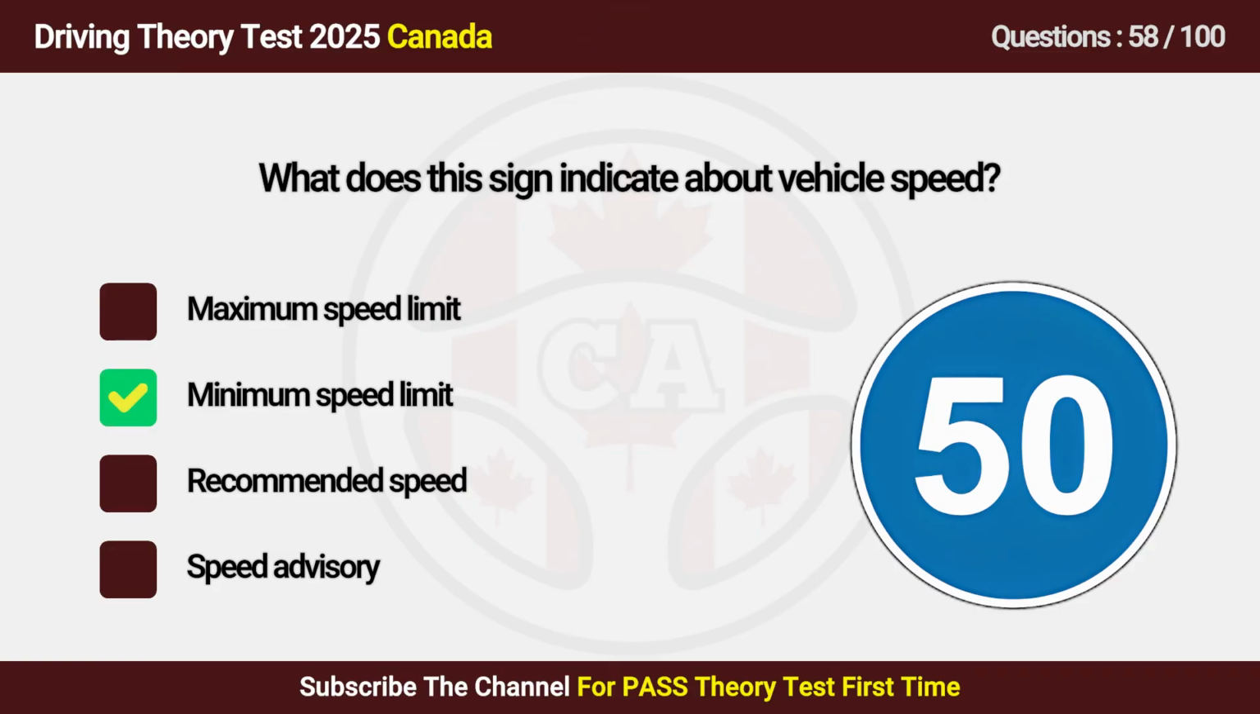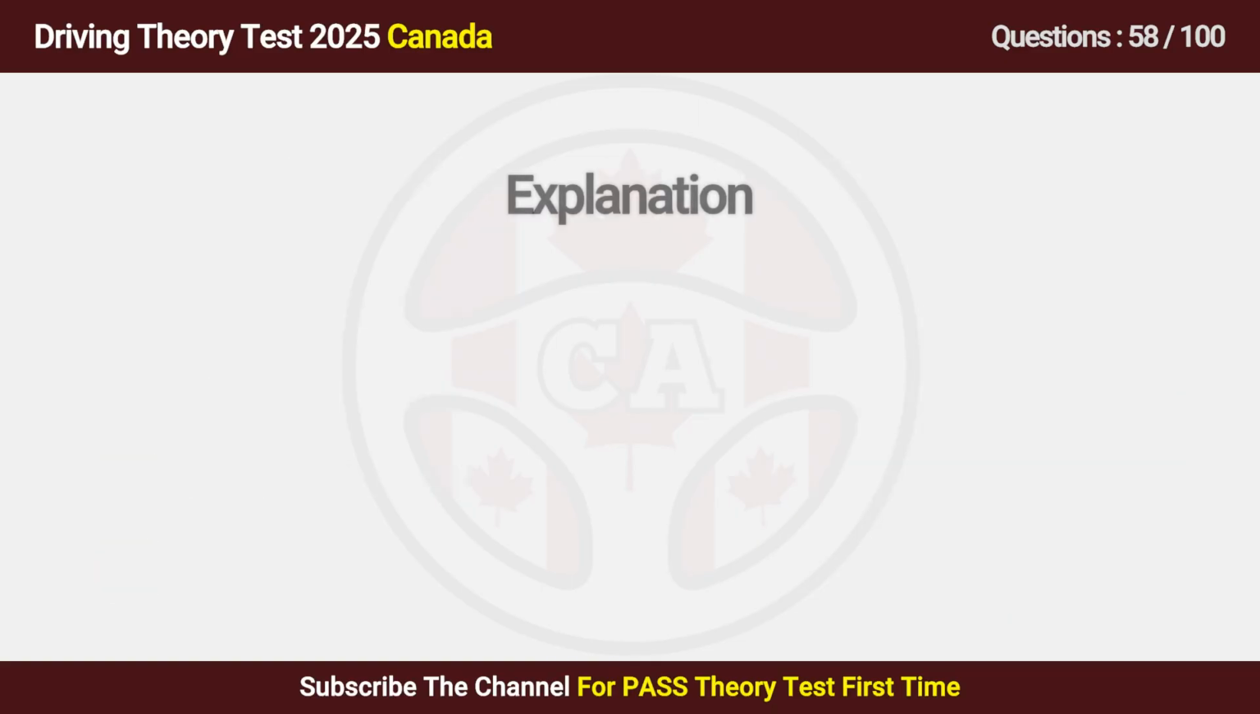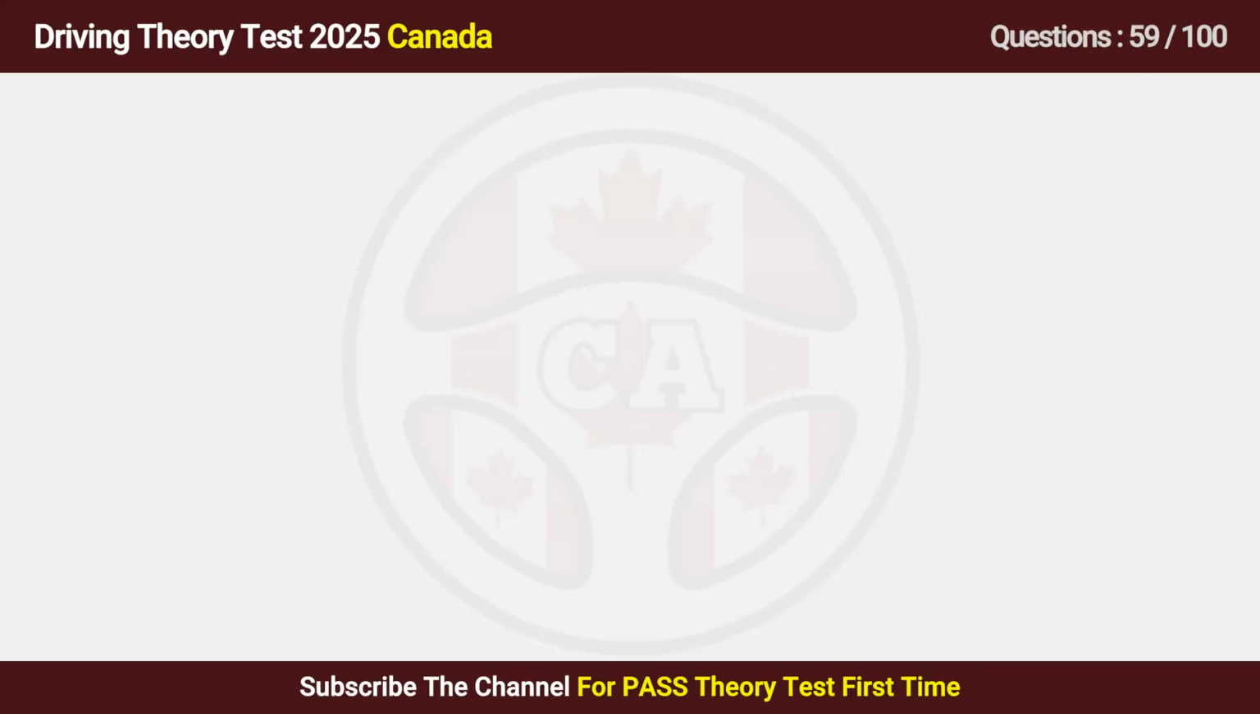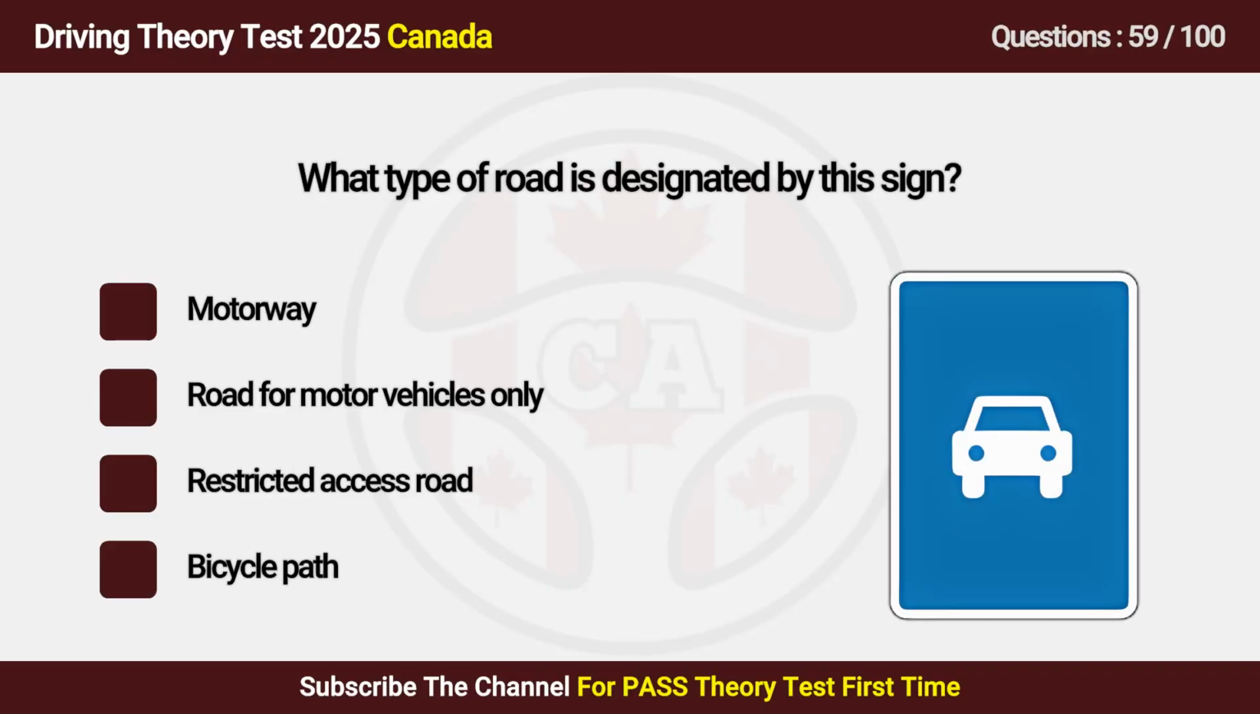Answer is B. Minimum speed limit. This sign indicates the minimum speed limit. Drivers must not drive slower than the speed shown unless traffic or road conditions require it for safety. Question 59. What type of road is indicated by this sign?